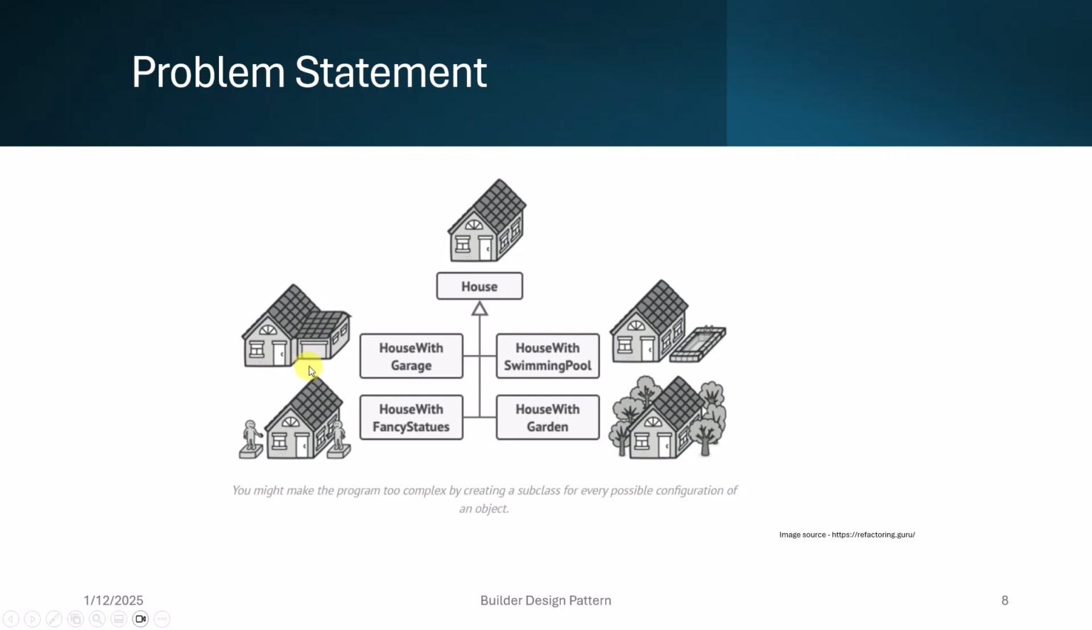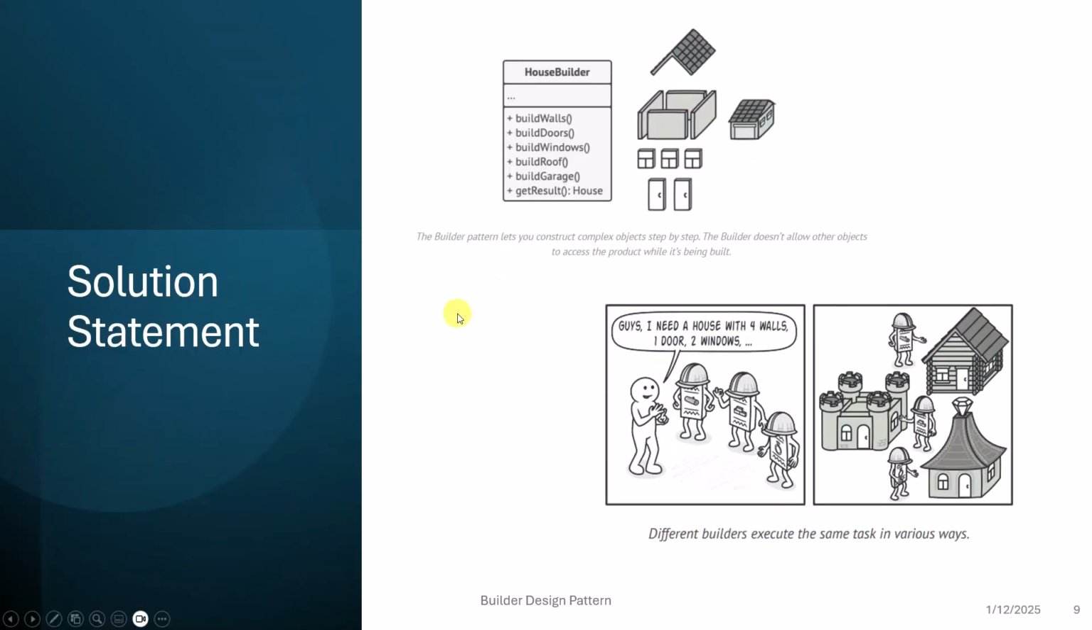So for instance, only a fraction of houses have swimming pools. Not all houses will have a garage or garden or swimming pool. So those parameters will be unused. So even if we have these two solutions, we cannot build the house properly, right? So what solution can we have here? The solution is using the builder design pattern.